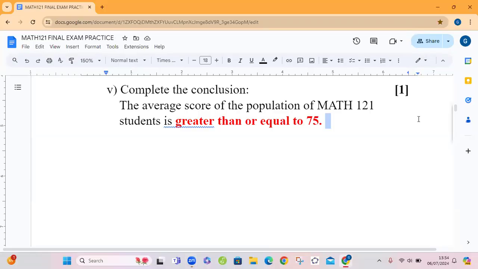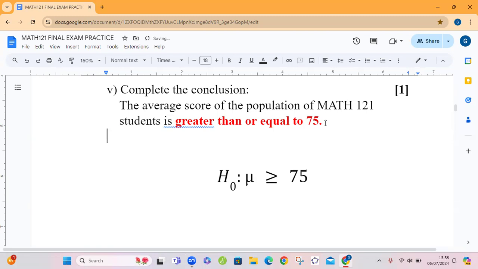Now, part 5 is saying to complete the conclusion. So since the null hypothesis was not rejected, which is saying that the mean is more than or equal to 75, this will be the conclusion. So here it is in words, translating from symbols back to words. The average score of the population of the MATH121 students is greater than or equal to 75.